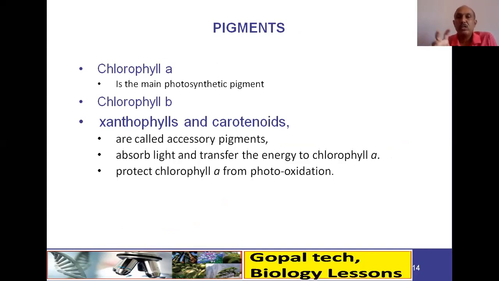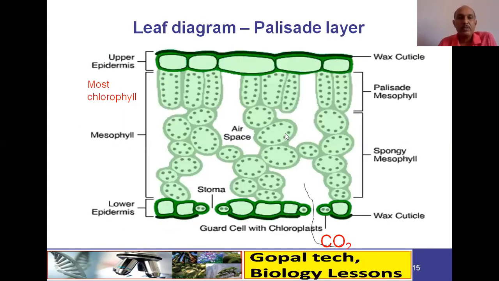So this is the structure of a leaf. Upper epidermis, then here mesophyll tissue, lower epidermis, and there are stomata, which have two guard cells. They exchange the gases carbon dioxide and oxygen. Mesophyll tissues have a dot-like structure, so they are called chloroplasts or plastids.